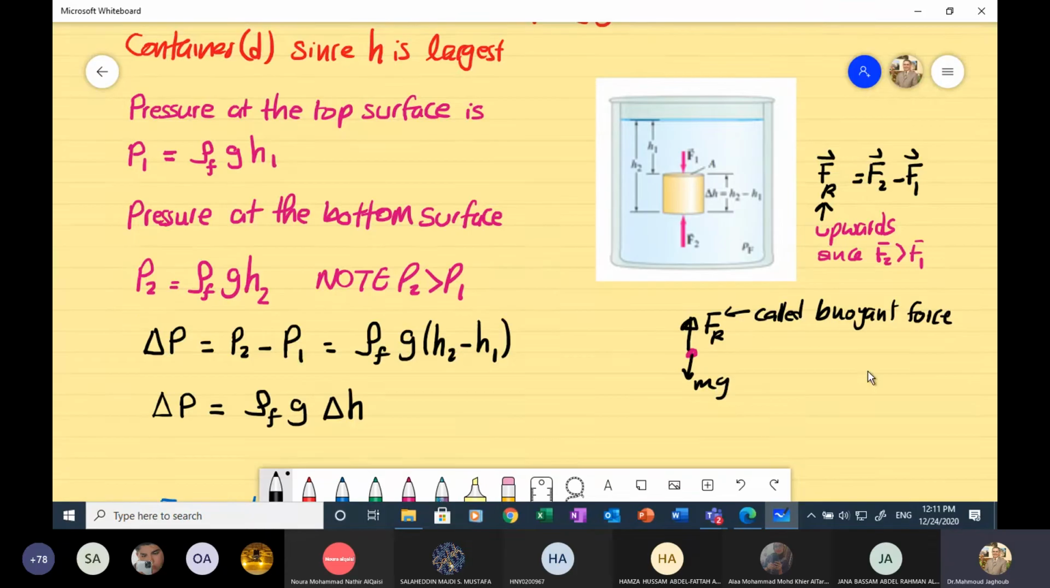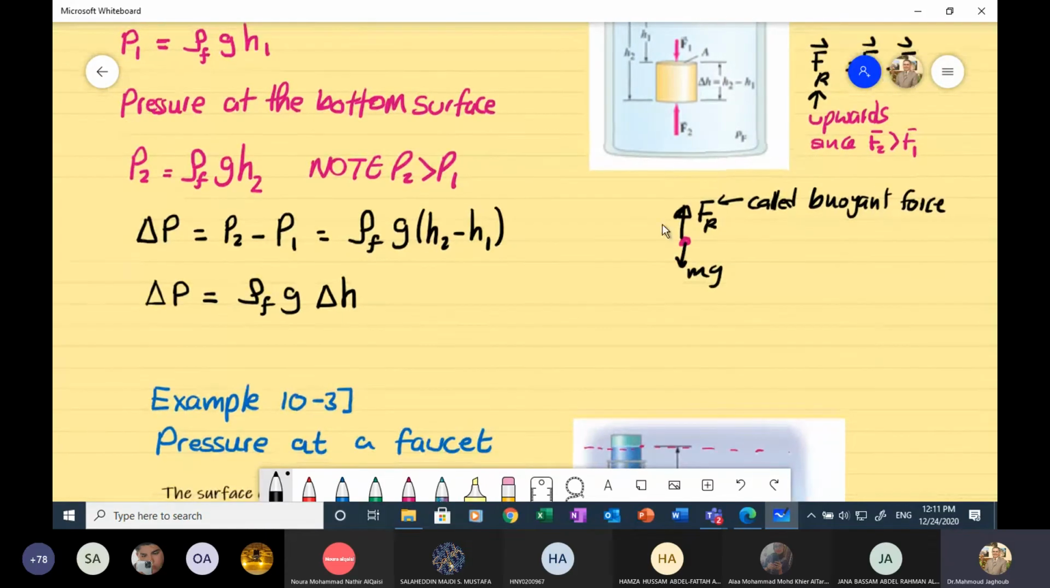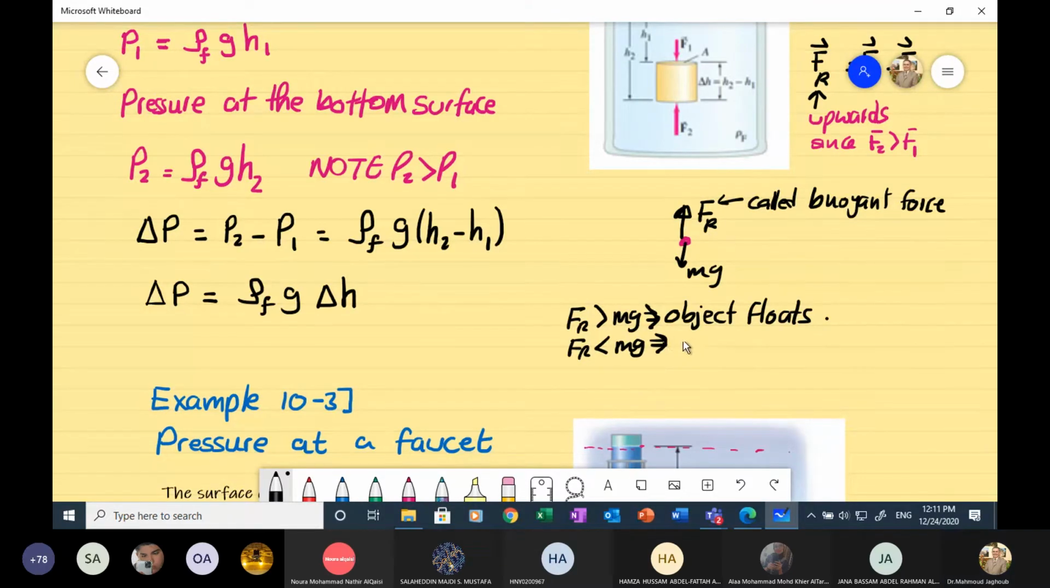طيب, if Fr is greater than mg, what happens to this object? لو كانت Fr أكبر من mg, what happens? أيوة, it goes up. The object floats. شو يعني floats؟ يطفو. طيب وإذا كانت Fr أقل من mg, what happens? رح تنزل تحت الماء. Object sinks. بالضبط. Okay, we will be doing this later.